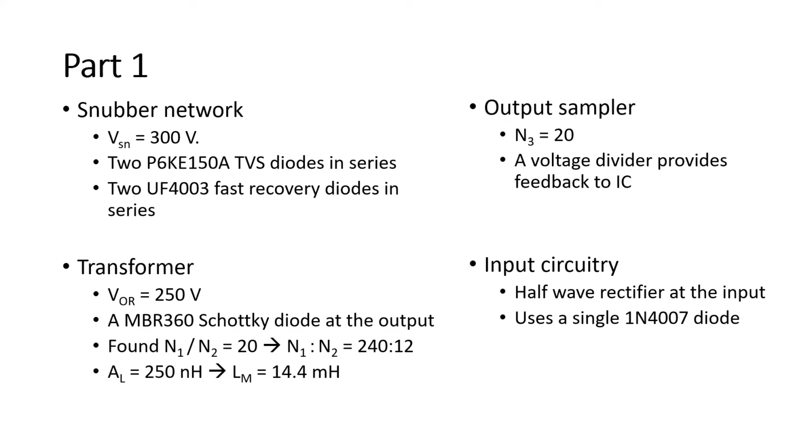The first part includes many design steps that I tried to summarize here. I began by designing the snubber network, then moved on to deciding the transformer parameters. Then I provided an output sampler circuitry that would provide feedback to the switching IC. And for the input circuitry, I decided to use a half-wave rectifier at the input.